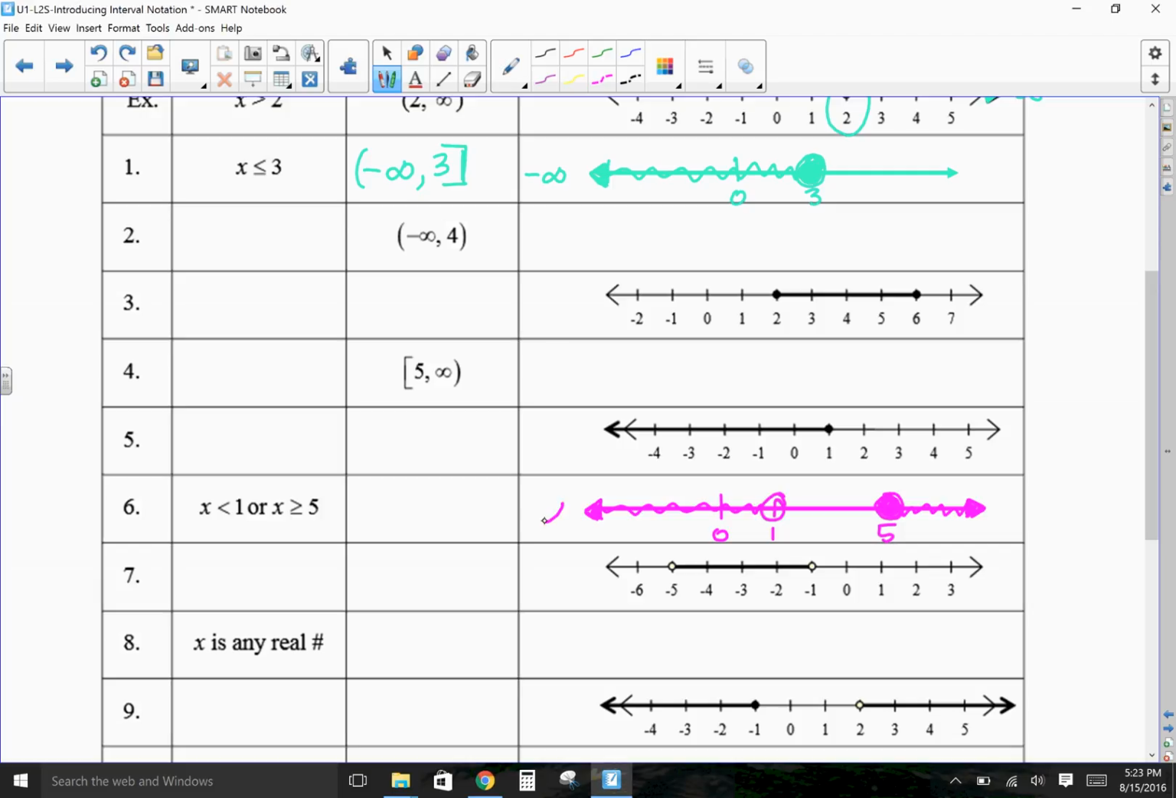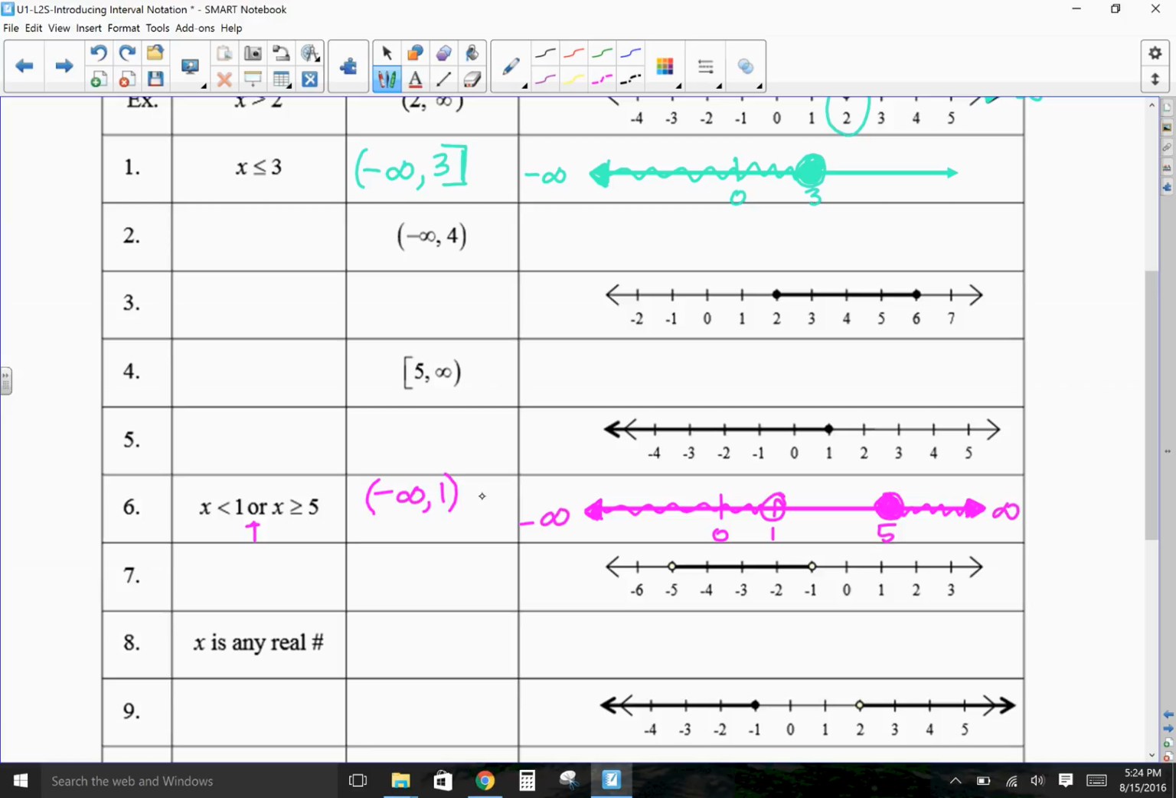So that means when I do my interval, I'm going to have negative infinity and positive infinity. So keep in mind, we have two pieces here because I have an or right here. So I'm going to have two intervals. And my first interval to describe this left piece is going to be negative infinity to 1. Infinity always has parentheses. 1 is not closed in, so it's a parentheses.